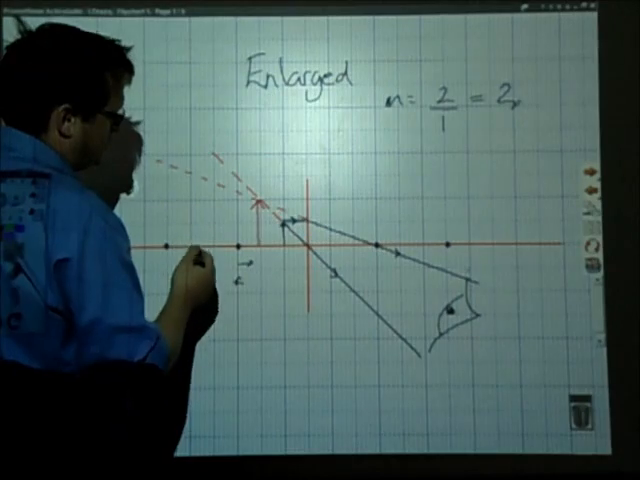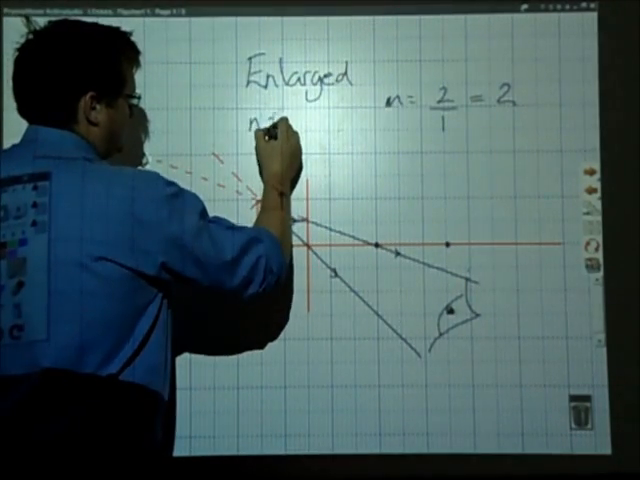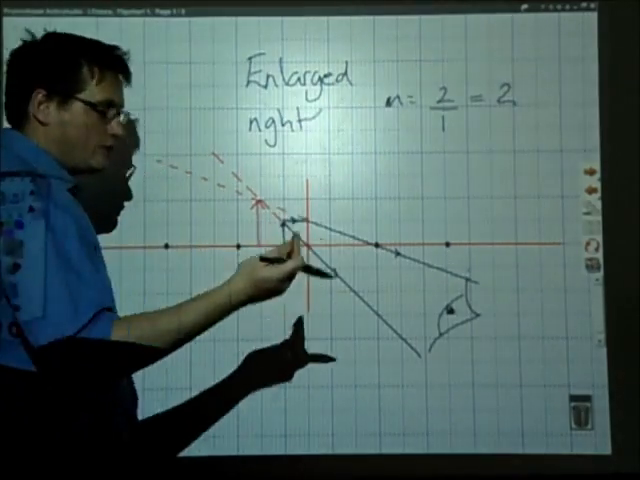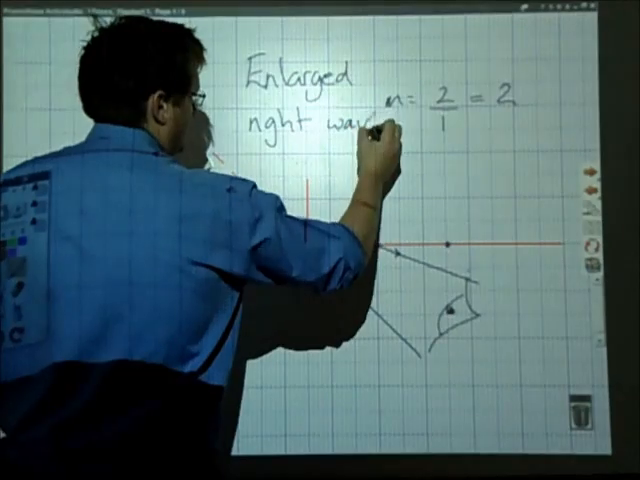The object is the right way up. It hasn't been inverted, so it looks the same way up. I wouldn't get mirror writing, for example. So it's the right way up.